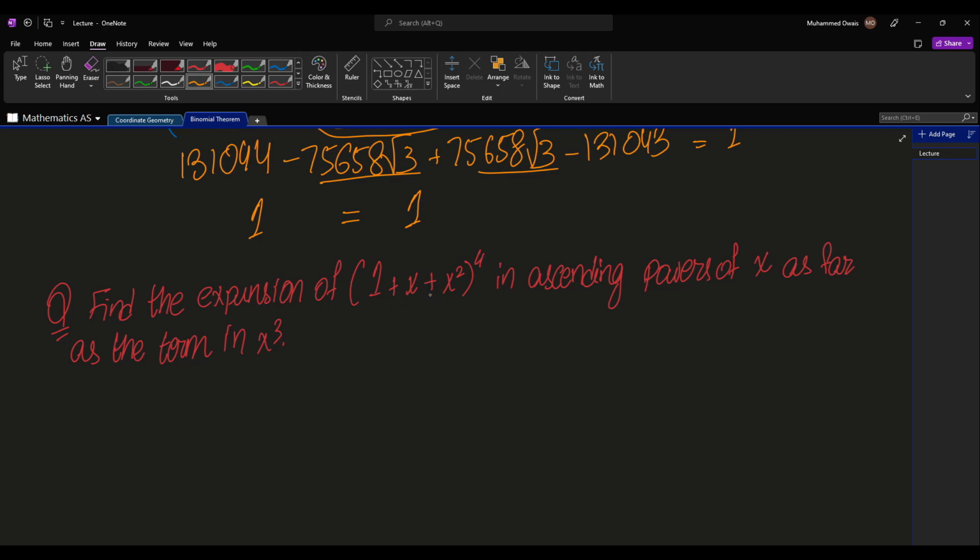Now then, this time we have three terms, 1, x, and x². How are we supposed to expand a binomial of three terms? So, in such a situation, we have to consider them as two terms. Here I'll say 1 is a, and x plus x² as a whole is b. Alright, so I'm considering x plus x² as a single term, which is b.